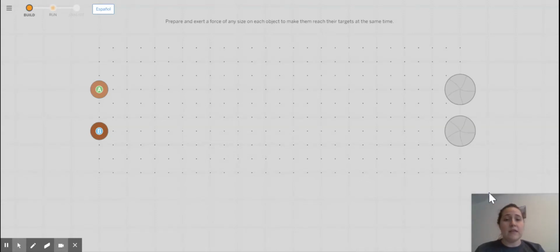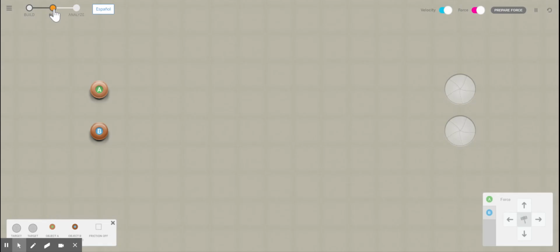So this is for part B, 7.11. The challenge is to have these objects be able to reach the target at the same time. In order to do that, we need to look at the size of their mass. And we also need to understand that the greater the mass, the greater the force it's going to need to have to accelerate to the same speed. So we're going to try to get these objects to travel at the same velocity.